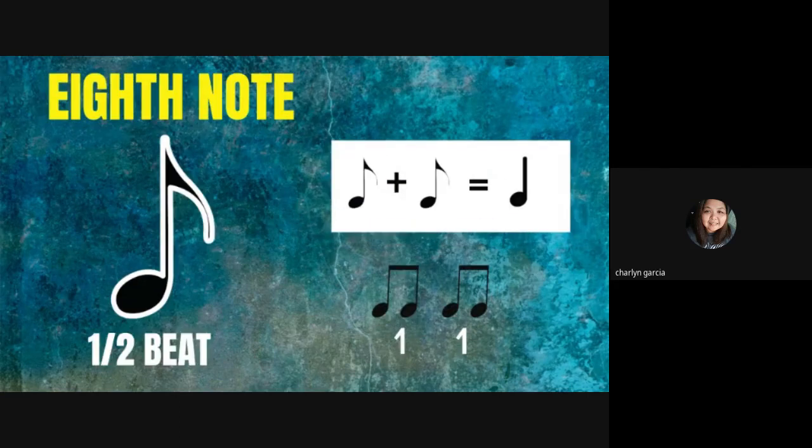Another kind of note is the eighth note. An eighth note receives a half beat. When we combine 2 eighth notes, that is already equivalent to 1 beat. So, paano yung dalawang eighth note? That is 1 and. Again, 1 and. Dalawang eighth note yon.